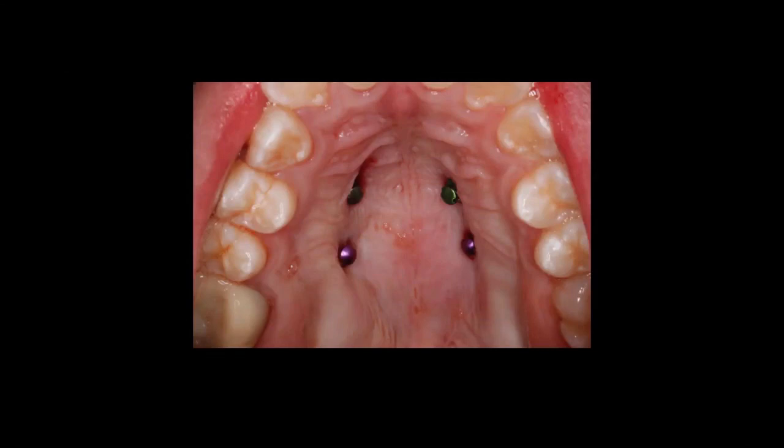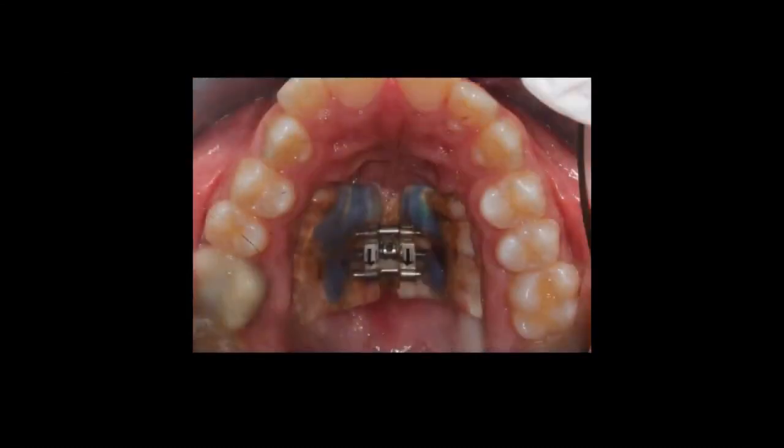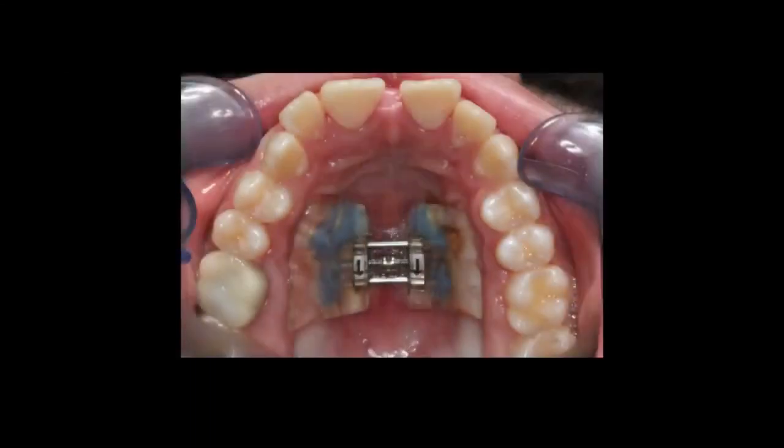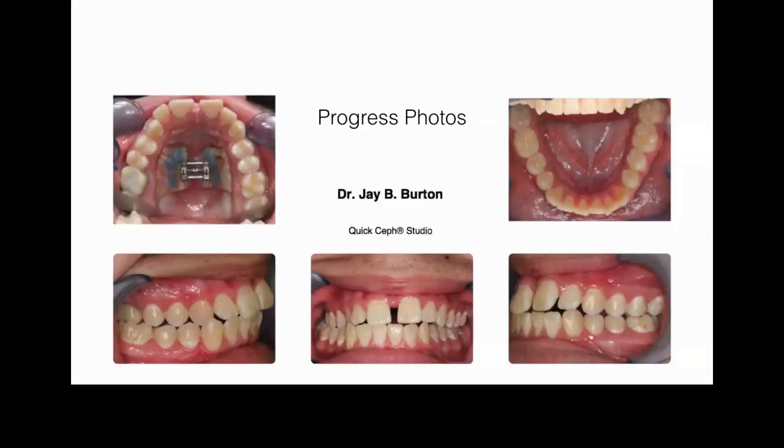And so this case was placed with TSADs. And the palate, sorry about this image, I know he clearly needed to clean it better. My assistant should have had him clean it prior to the photos. But you can see how much expansion we were able to get. And he's not even fully out of crossbite yet, but we've got him a long way towards that point.